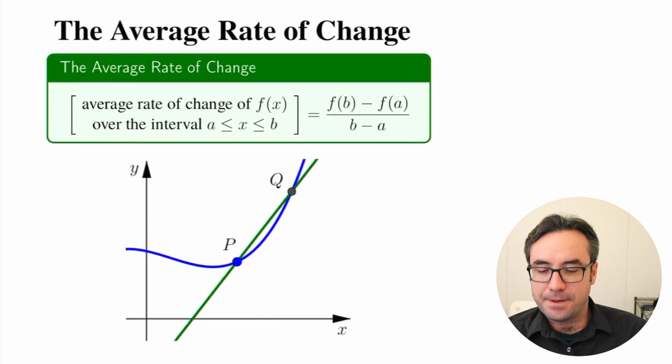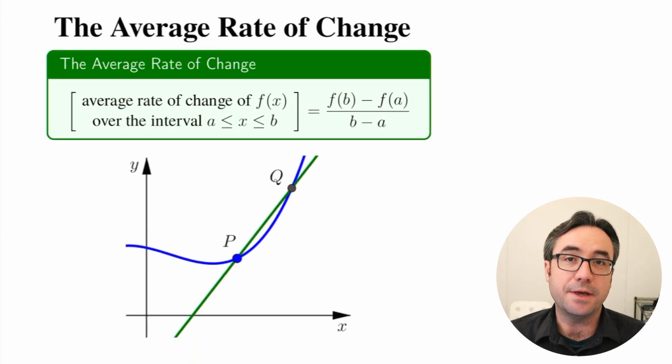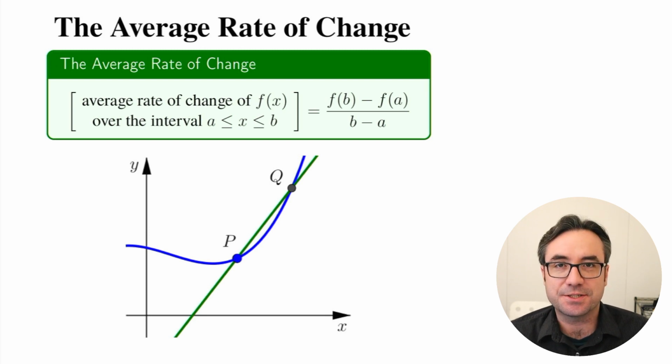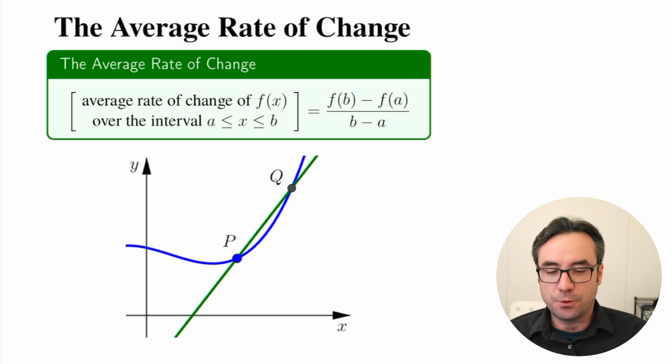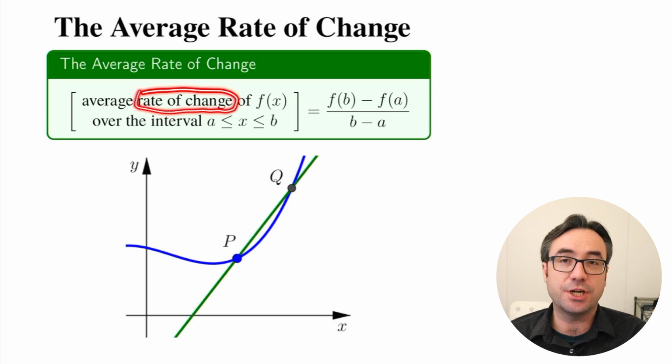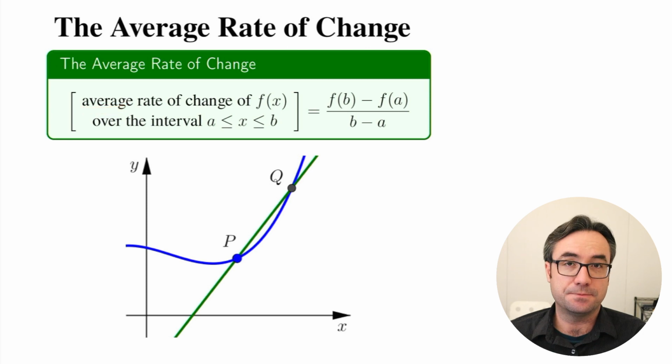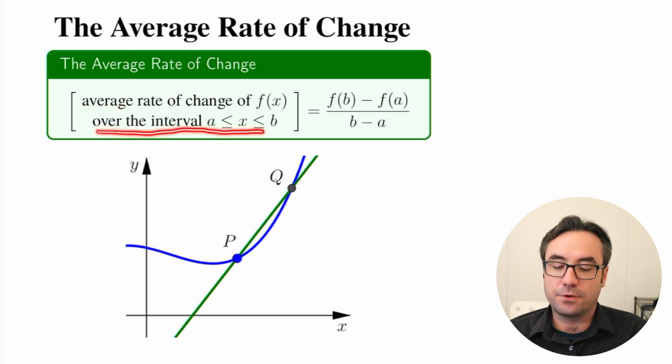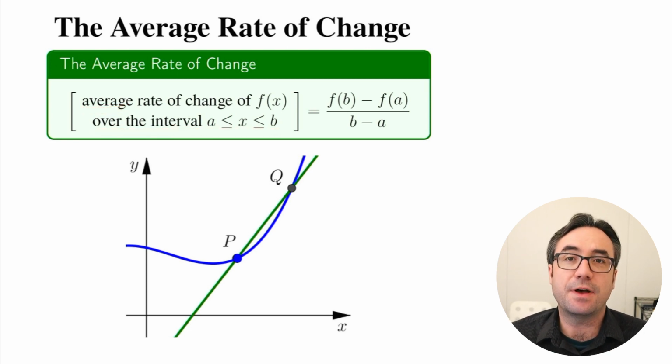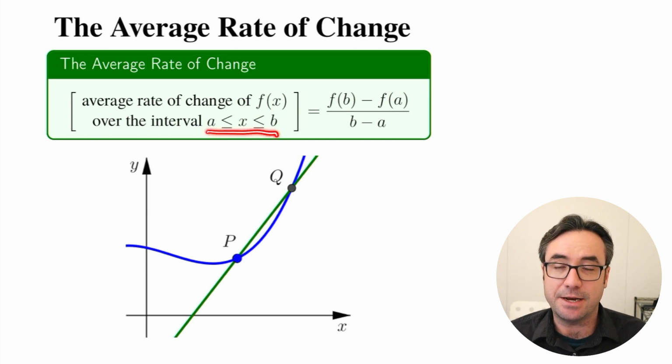And it has to do with what we call the average rate of change. So we have a function, and we're interested in how fast that function changes. And so we have this gadget which we call the average rate of change of our function. It's describing how fast our function changes on average over some interval of x values, in this case a to b.